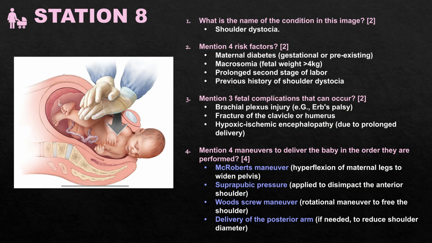Diagnosis: shoulder dystocia. Mention 4 risk factors. 1. Maternal diabetes, gestational or pre-existing. 2. Macrosomia, fetal weight greater than 4 kilograms. 3. Prolonged second stage of labor. 4. Previous history of shoulder dystocia.